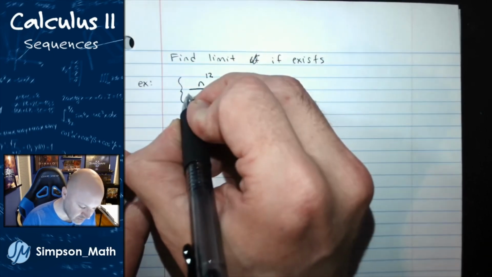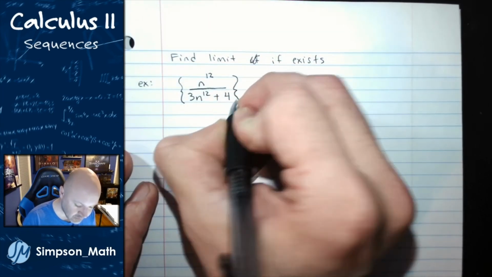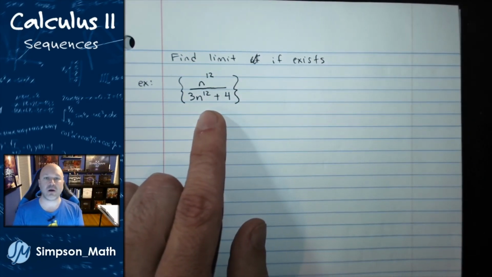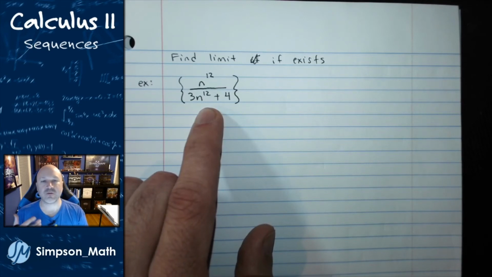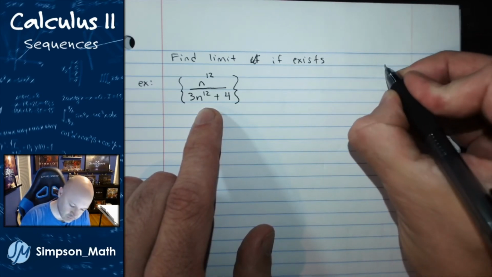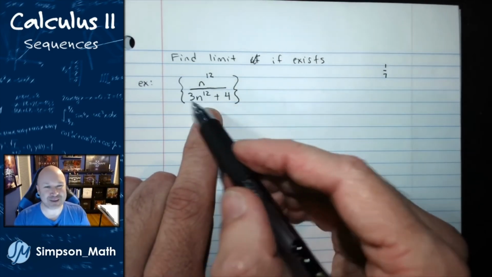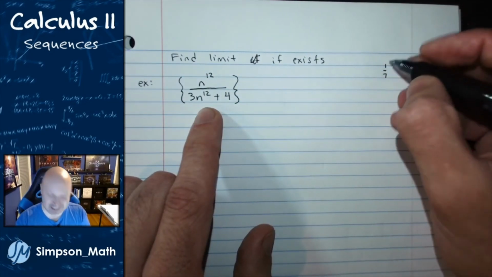n to the 12th over 3n to the 12th plus 4. This is a closed form of the sequence. So it's probably just good practice whenever you get one of these to make sure you can get the first 4 terms. So if n is 1, that's easy to do. You get 1 over 7. Well, at least the first term, because 2 is going to be nasty. 2 to the 12th power is way too big. Hey, but I found the first term.